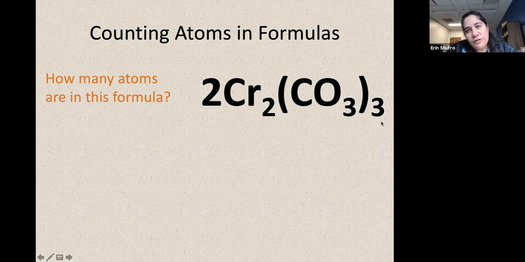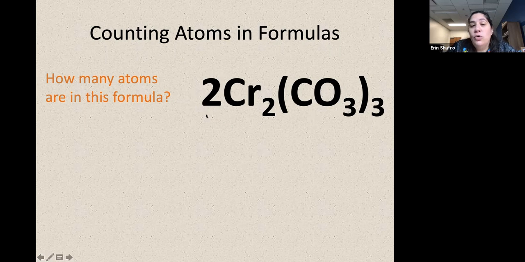Think math. If you're ever stuck about what to do, remember in math, if you have parentheses, you would distribute and you would multiply. 3 times 3 is 9. 3 times 1 is 3. So 9 plus 3 plus 2 gives you 14 atoms.